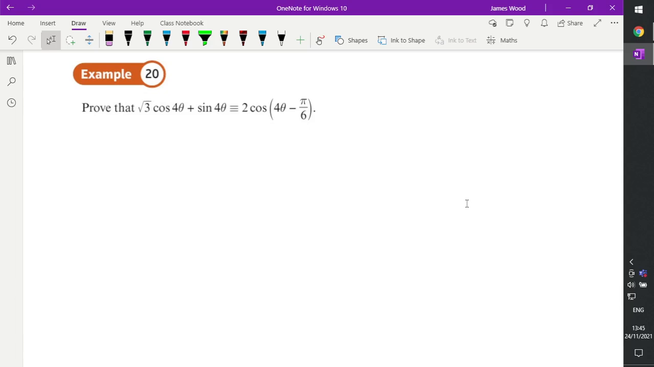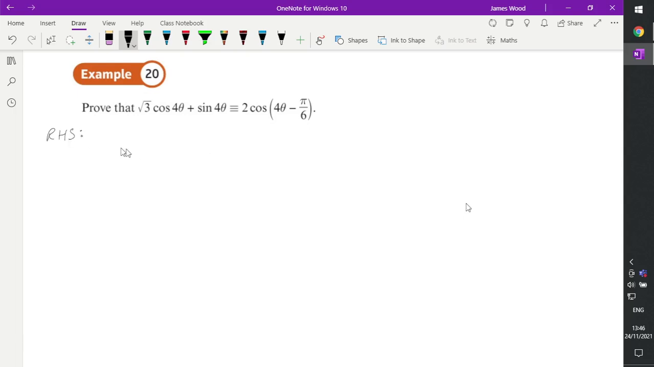For this last one, prove that root 3 cos 4 theta plus sine 4 theta equals 2 cos (4 theta minus pi over 6). So this is following a similar format to the harmonic form question that we did last lesson. So you could take the left-hand side and rewrite it as r cos (4 theta minus alpha) and solve it, just like we did last lesson, and you should get the answer on the right. But I think it's probably actually easier to start with the right here, expand it using an addition formula, and prove that you get what's on the left. So that's what I'm going to do.